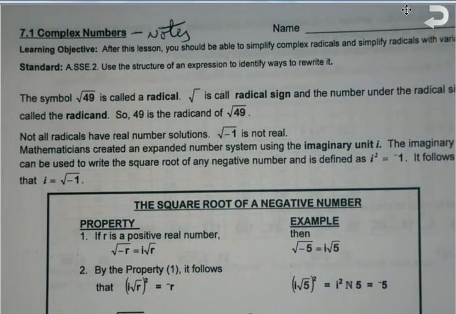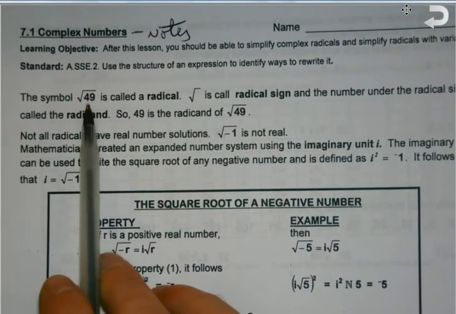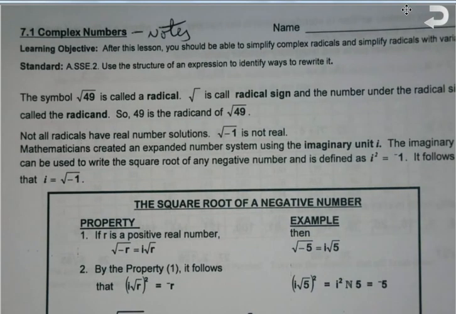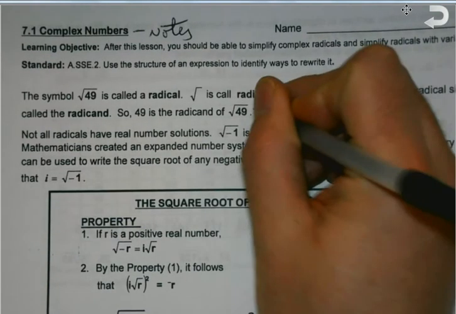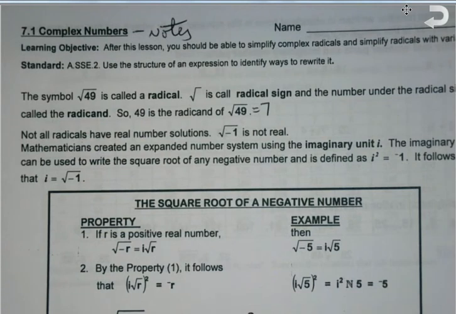Okay, so when we talk about a complex number, we've talked about square roots before. The actual name for that little symbol that's over it is called a radical. So, square root of 49. Well, what? Yes, 7, exactly. So what would happen, though, if I get a negative number underneath there?